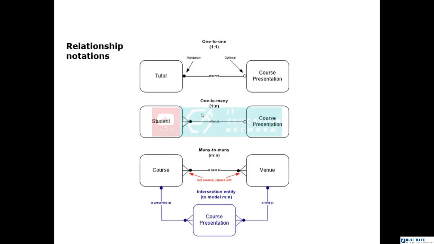Now, the final touch to your diagram is the relationship notations. And the notations can determine if the entity is mandatory or optional. So here, as we see, the tutor is mandatory to teach a course. Here we can see the students are mandatory to attend courses. Here we have the courses mandatory to be presented in a venue. And the venue also is mandatory to provide a place for courses.